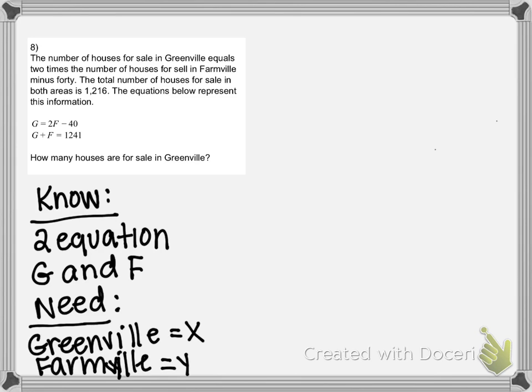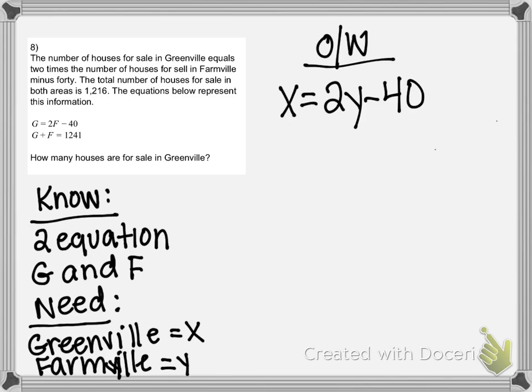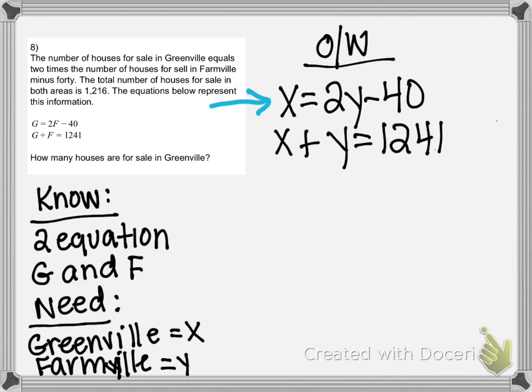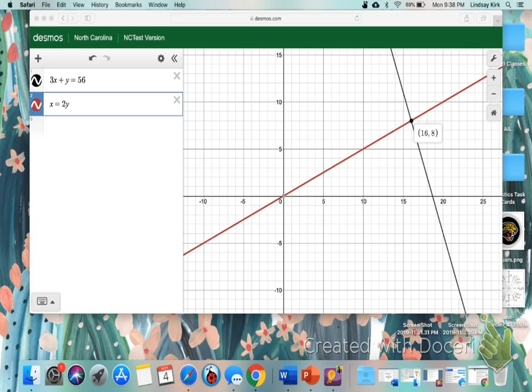All right, so if we transfer that over, I have Greenville is X, so X equals 2y minus 40. And I have X plus Y equals, so we're going to start with the 1241, which is the equation that was given. And then we'll see if we actually need to put 1216. So if I were doing this one by hand, this would definitely be a substitution problem because I have X equals. This is something that I'm going to plug into Desmos, so I'm going to go and put this in.